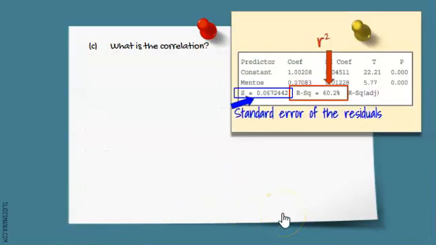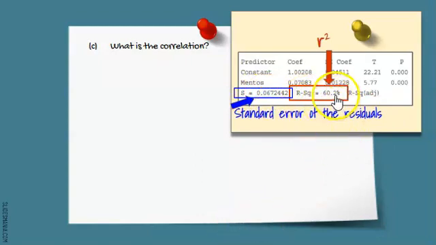So another part of the output that you recognize is where it says r squared. That is r squared, exactly as it is. Notice it's already in a percent for you. Now S right here is the standard error of the residuals. Okay? That's the standard error of residuals.